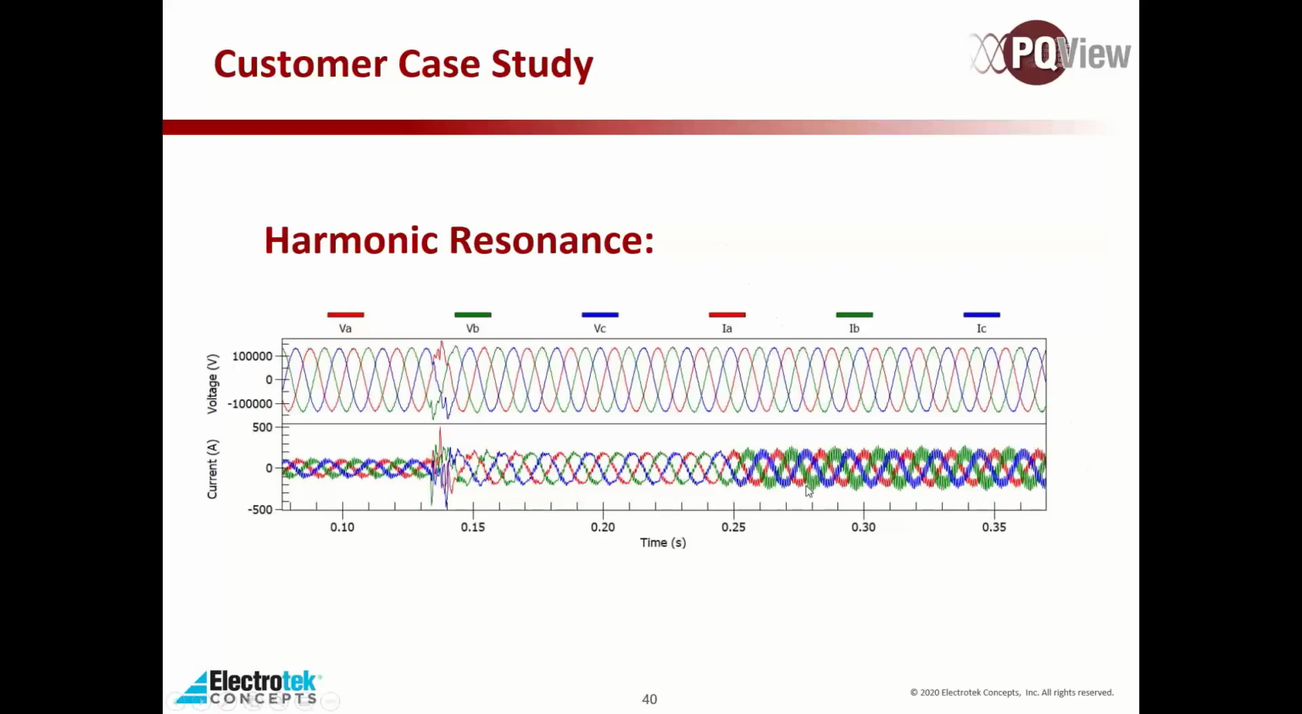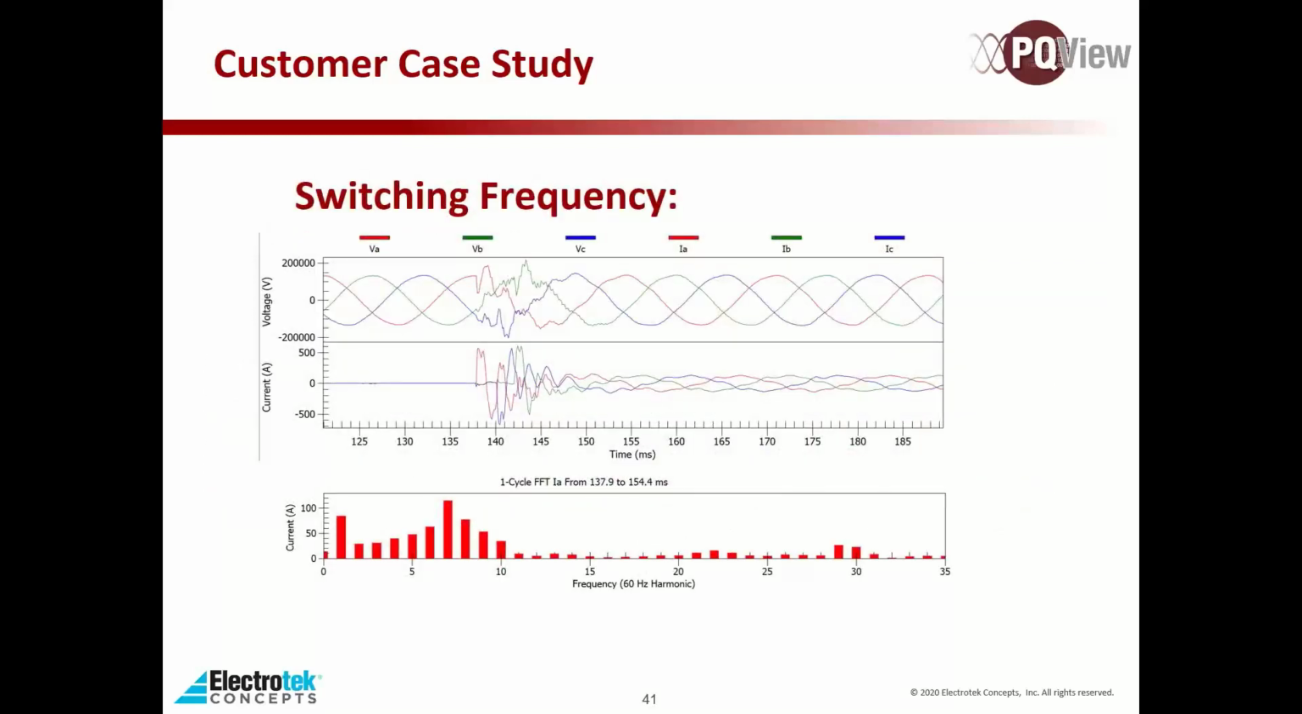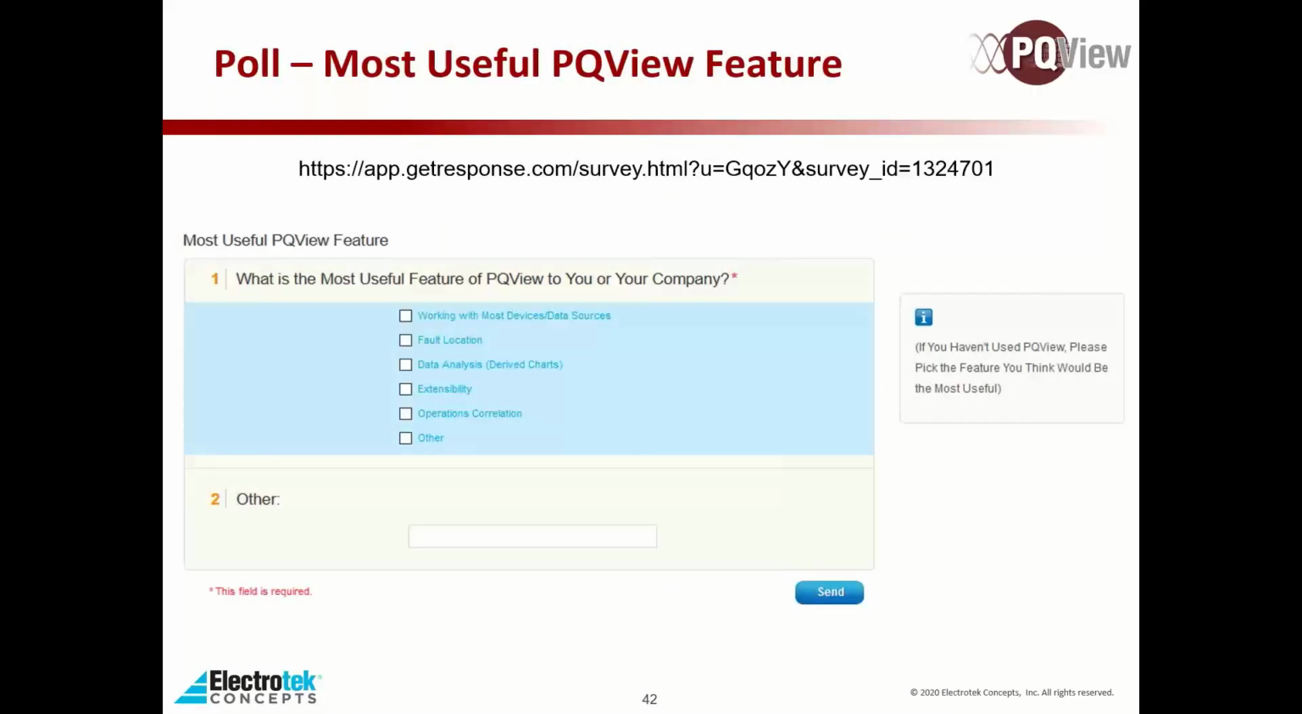So using PQView, you could analyze this, see what the frequency is, and help pinpoint what on your system is causing this, and also what harmonic that resonance is occurring at, so that you can try and move your harmonic point by altering the capacitance and inductance in your system. Speaking of fast Fourier transform, here using the FFT, you can determine the switching frequency of the transient here, primarily 7th order. So that was the bulk of the case studies.